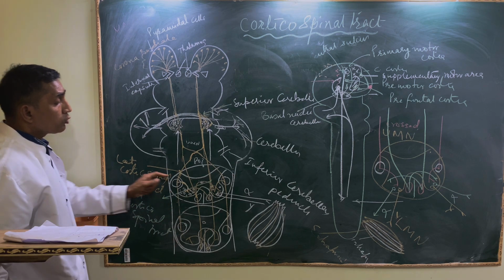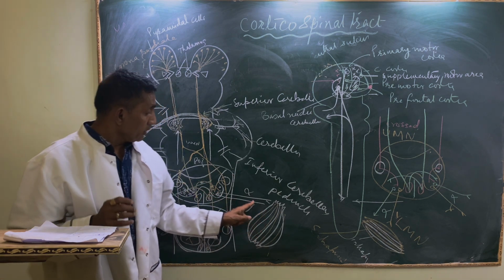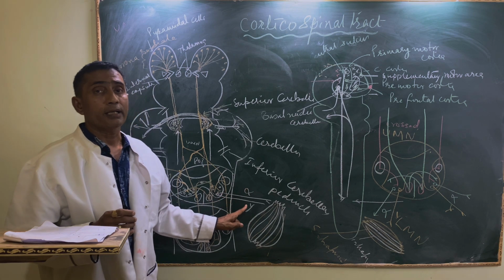So the ultimate aim is to control the activity of the alpha motor neuron and gamma motor neuron.